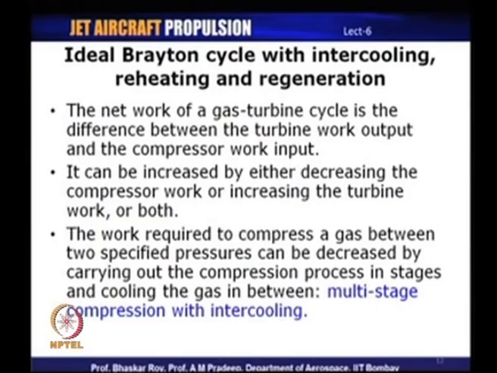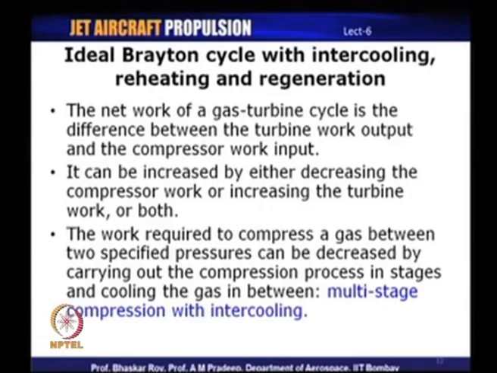So, we know that the net work of a gas turbine cycle is basically the difference between the turbine work output and the compressor work input. This can be increased by either decreasing the compressor work or increasing the turbine work, or both. That is, you could either reduce the work required by the compressor, or you could increase the work generated by the turbine, or we could do both to get an improved efficiency.